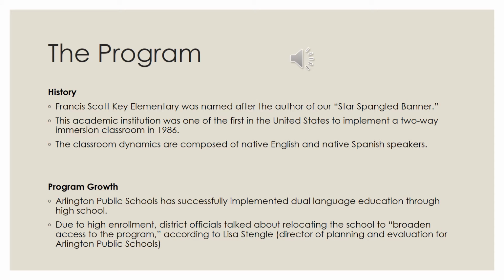Francis Scott Key Elementary is located in Arlington, Virginia. It is part of the Arlington Public School System, and they have successfully implemented dual language education through high school. Since there has been high enrollment there and a great amount of success, district officials have talked about relocating the school to broaden access to the program.